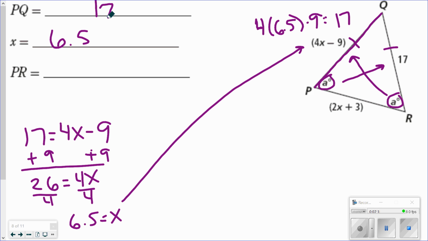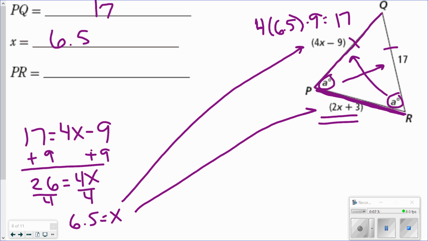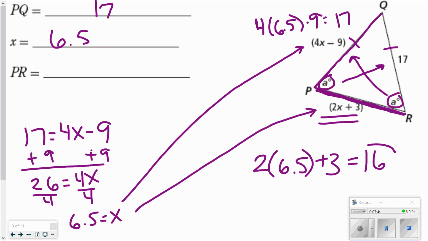And finally, PR. PR is my base angle, or my base. So I need to figure out what this is. Okay, and so I'm going to solve for X again. I'm sorry, not solve for X, plug X into this equation. And I have 2 times 6.5 plus 3. This is equal to 16. And I'm done. So PR is equal to 16.